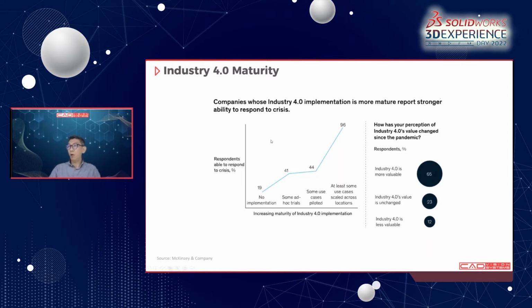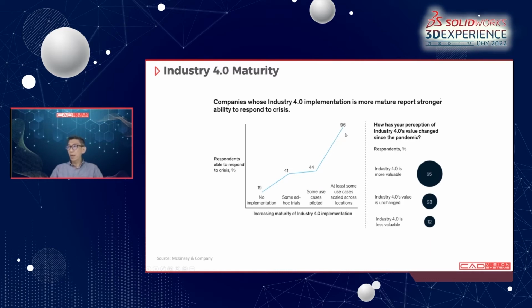Companies whose Industry 4.0 implementation is more mature will report a stronger ability to respond to crisis. So I'm just looking at this chart here. As you can see, over on the x-axis is the increasing maturity of Industry 4.0 implementation, and on the y-axis is the respondents that are able to respond to crisis in terms of percentages. So as you can see, there's a correlation. The more matured the companies are that are surveyed, the higher their percentage of ability to respond, right?